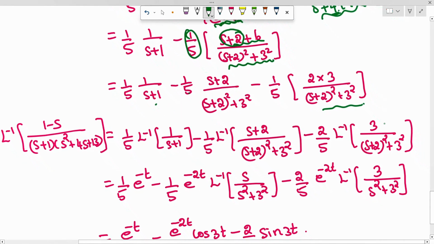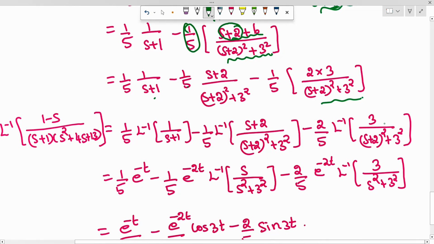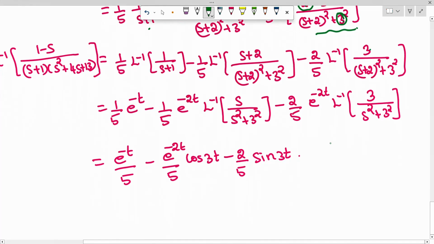Now apply L inverse on both sides, the inverse Laplace transform. Here 1 by 5 is a constant. 1 by 5 into L inverse of 1 by s plus 1, minus 1 by 5 into L inverse of (s plus 2) by (s plus 2) whole squared plus 3 square, minus, taking 2 outside, 2 by 5 into L inverse of 3 by (s plus 2) whole squared plus 3 square. Why are we writing 2 into 3 here? Because 3 is in the denominator, so we need 3 in the numerator also. That's why we are writing 2 into 3.